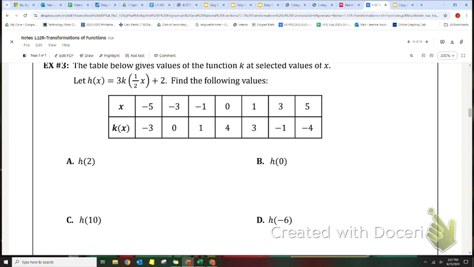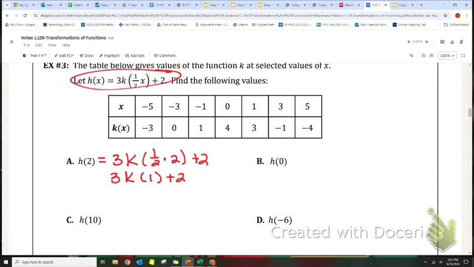So we're just going to plug in the 2 into our equation here, okay? So h of 2 equals 3k of 1/2 times 2 plus 2. So this is 3k of 1/2 times 2 is 1 plus 2. Now, I'm going to go find k of 1. So when x is 1, the k value is 3. So this is 3 times 3 plus 2, which is 11. All right, B, h of 0.